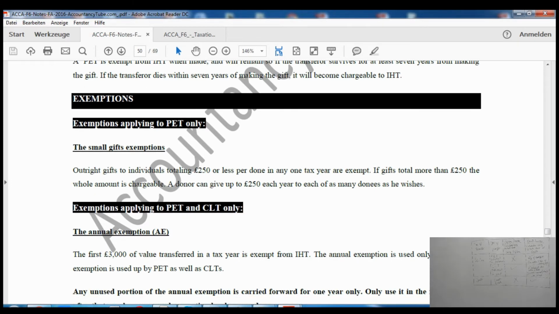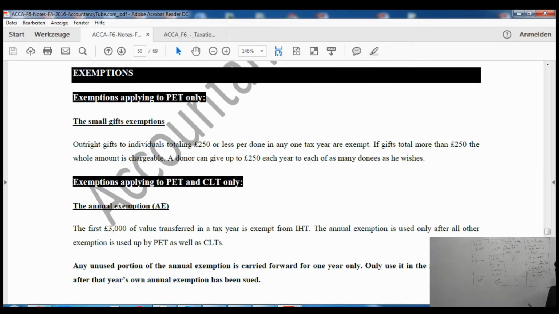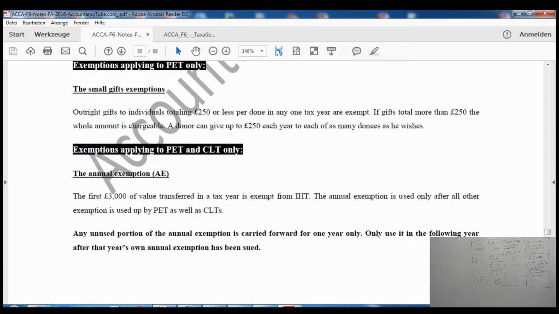Right? Now let's look at some exemptions. So how to calculate the inheritance tax? First of all, we'll take the value of the asset which is gifted, then we will deduct a few exemptions out of that. Now what are these exemptions? Let's see. These are the exemptions which apply to potentially exempt transfer, PET, only.